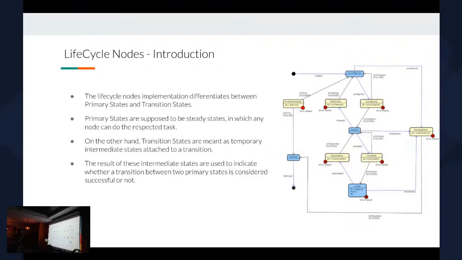So the lifecycle nodes, as I was explaining, have different states. The transition ones are represented in yellow, and the primary states are represented in blue. The primary states, the ones represented in blue, are states in which your node can be in a stable way. They are not called transitions.